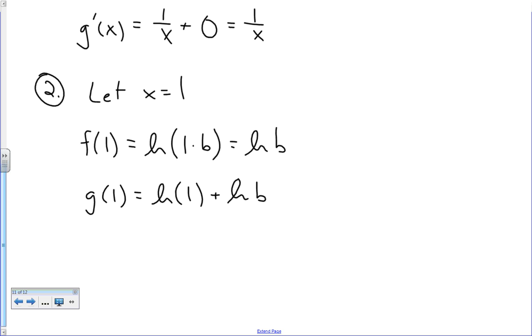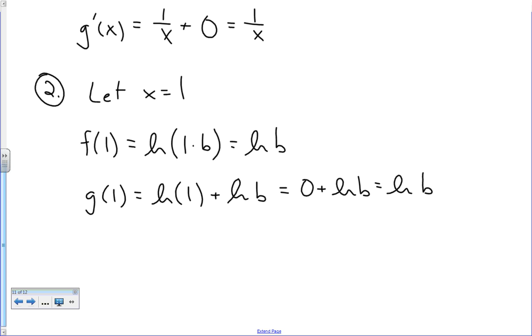And we've already proven what the ln of 1 is equal to. That's our intercept property. So ln of 1 was 0. So we end up with just 0 plus the ln of b, or that's the ln of b. So in both cases, we get the ln of b.